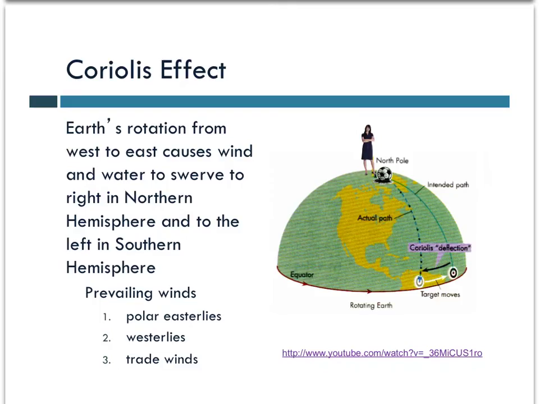The other major factor that controls the different biomes and climates on Earth is the Coriolis effect. We know that the Earth rotates on its axis, and because of this rotation, it causes this apparent deflection of winds and water to the right in the northern hemisphere, so they swerve towards the right if you're facing down towards the equator. And if you're in the southern hemisphere and going towards the equator, you would be swerving towards the left. This causes the prevailing winds all over the globe, and we'll describe these in the next slide. These are the polar easterlies, the westerlies, and the trade winds.